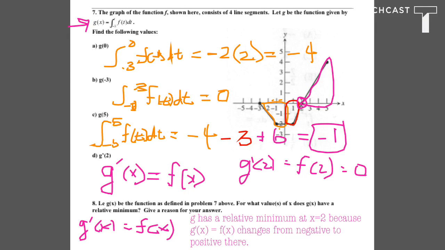So this is my final answer. G has a relative minimum at x equals 2 because g prime of x, which equals f of x, changes from negative to positive there. So there's two things we have to do. We have to make sure that we have indicated that we know the relationship between g and f. The derivative of g equals f. And we have to indicate that we remember from the blue paper that a function has a relative minimum when its derivative, in this case g prime of x, which equals f of x, changes from negative to positive.